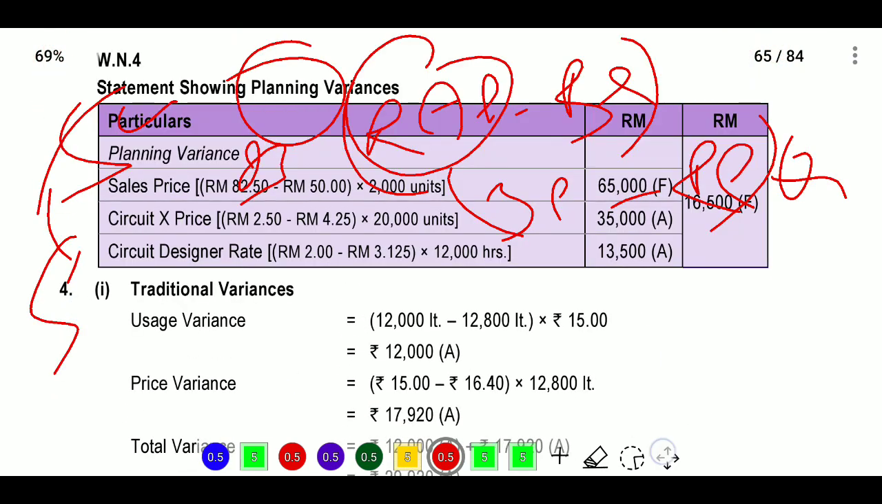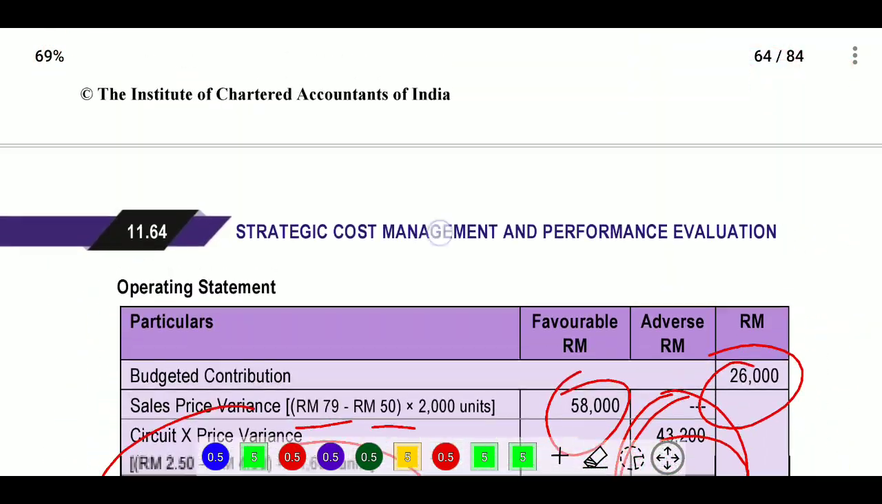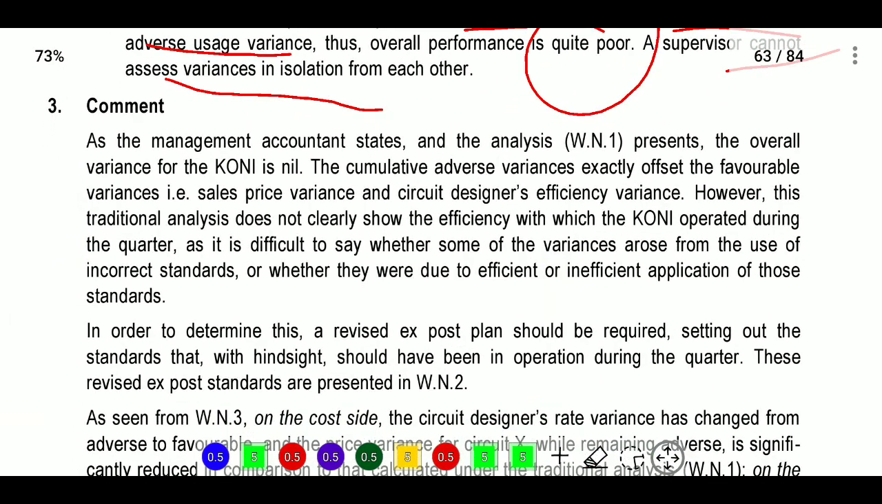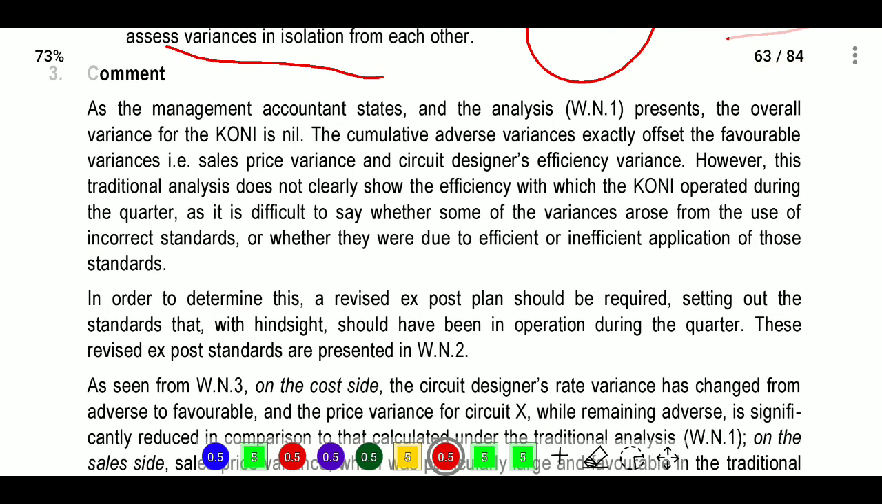And is there any theory part? We will discuss whatever we have calculated. We will write it theoretically. As the management accountant states, in the analysis presented, the overall variance of income will be nil, because the 26,000 is budgeted and we got the actual contribution also 26,000. So 26,000, no effect. That is what we are writing in the first point.